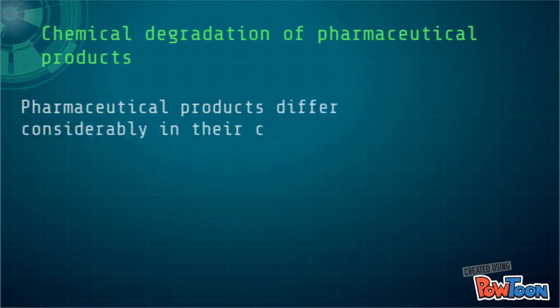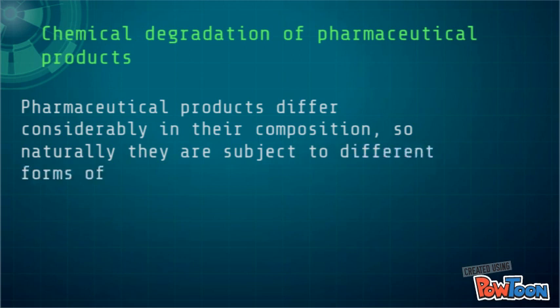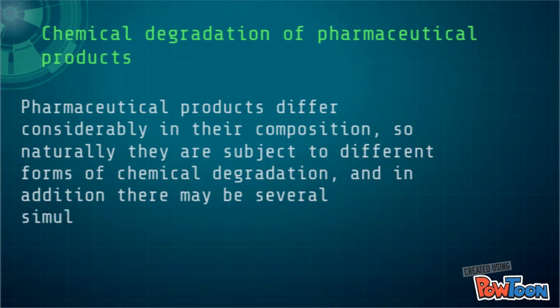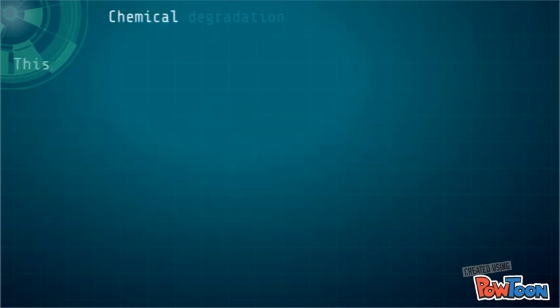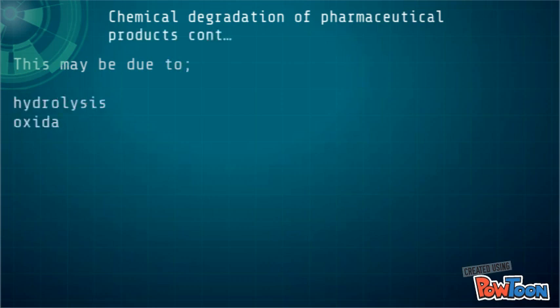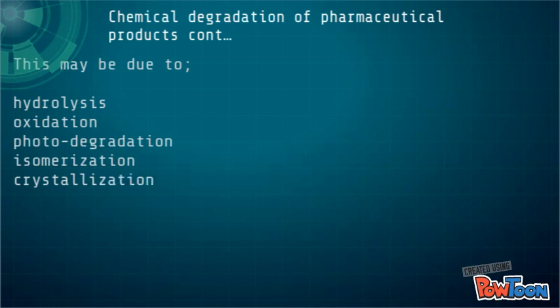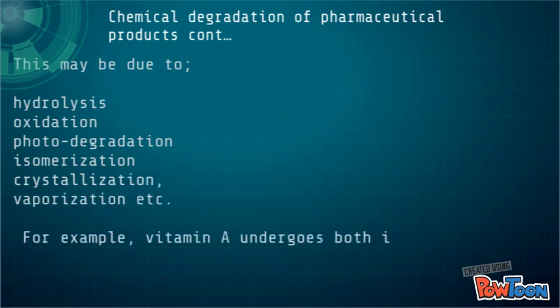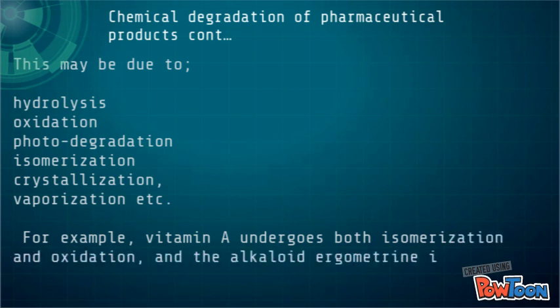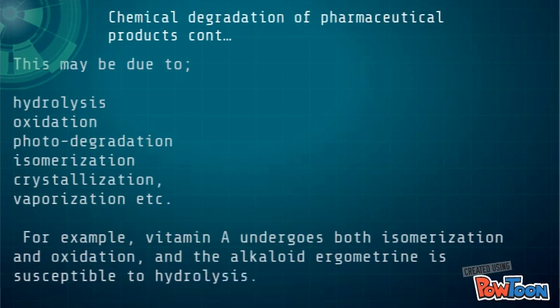Chemical degradation of pharmaceutical products. Introduction. Pharmaceutical products differ considerably in their composition, so naturally they are subject to different forms of chemical degradation, and in addition, there may be several simultaneous decomposition reactions occurring in a product. Chemical degradation of a pharmaceutical product may be due to hydrolysis, oxidation, photodegradation, isomerization, crystallization, vaporization, etc. For example, vitamin A undergoes both isomerization and oxidation, and the acquired agrometrine is susceptible to hydrolysis as well.